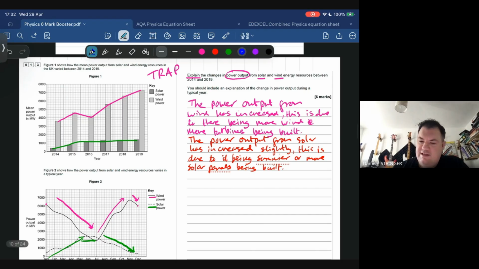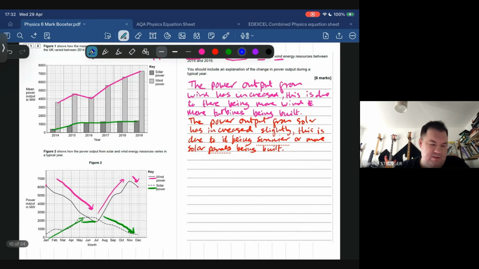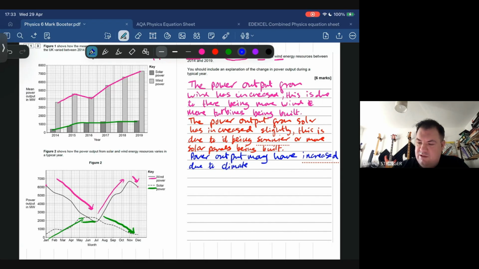Yeah, so you could tie this into climate change. So power output might have gone up due to climate change. That's just what I thought. Because if both have gone up, we don't know if they've built more or not, do we? But we can argue two different things on here. So power output may have increased due to climate change. Yeah, that's good.